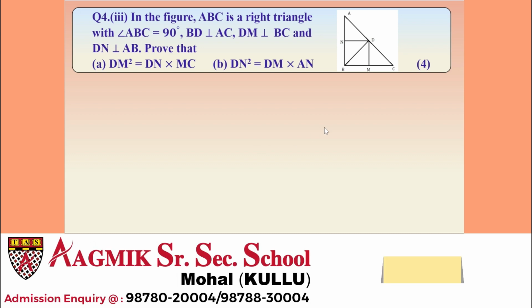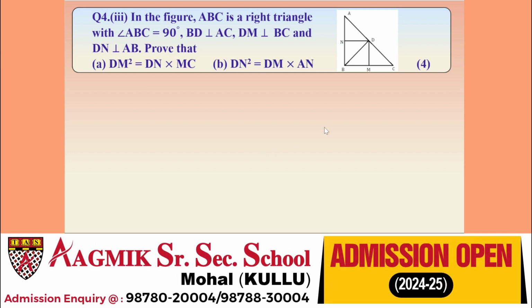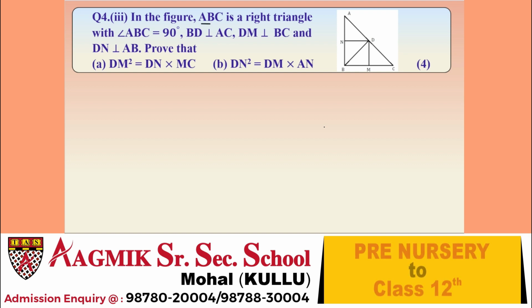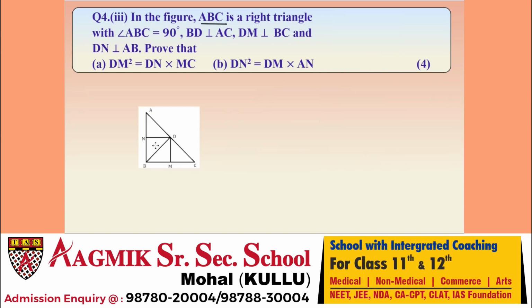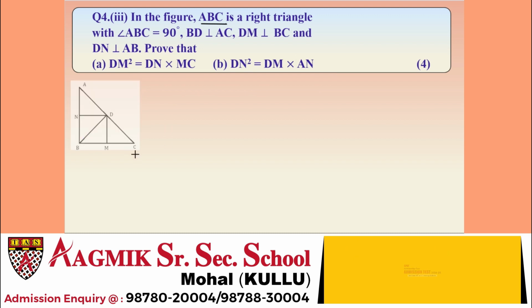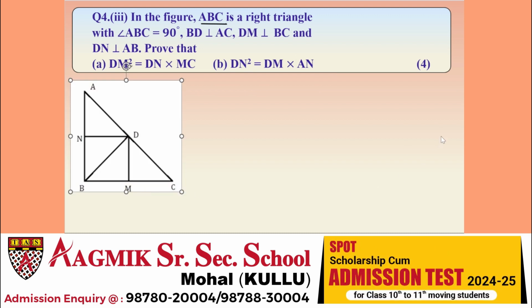Now have a look at question number 4, third part. In the figure we are given ABC is a right angle triangle. Alright, so you can see this is the right angle triangle. So we are given that angle ABC is 90 degrees.